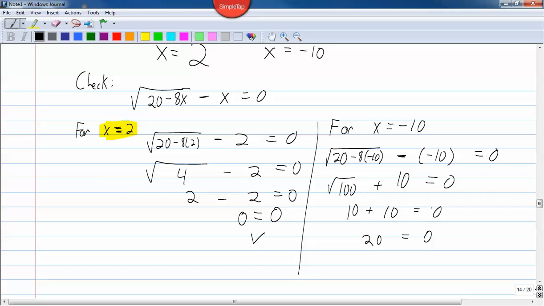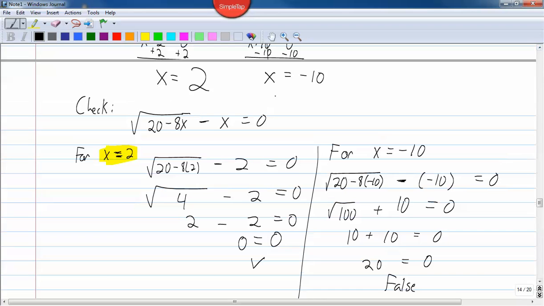Is 20 equal to 0? If I give you this $20 bill, you give me 0 in return, would that be even? Well, maybe so, but no, those aren't equal. So that's a false statement. That tells me that x equals negative 10 is not a solution. So my only solution is x equals 2.